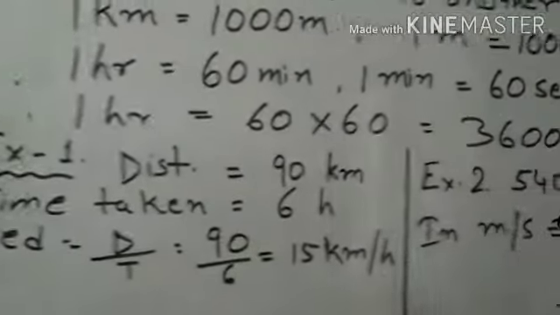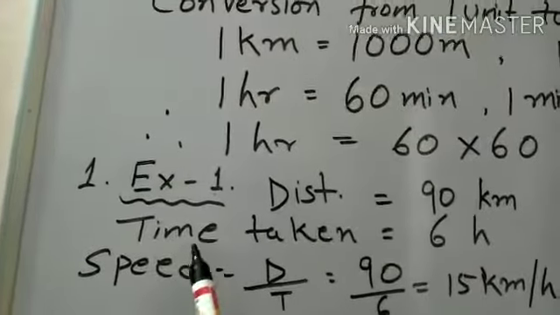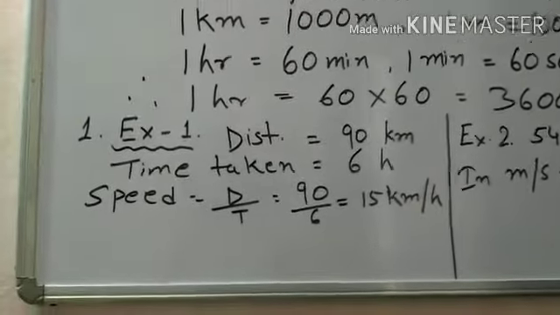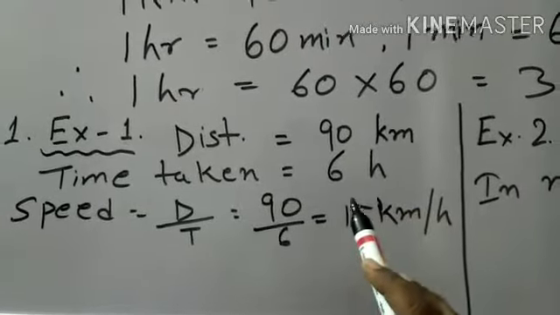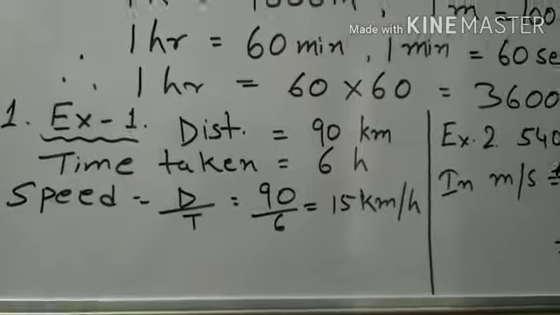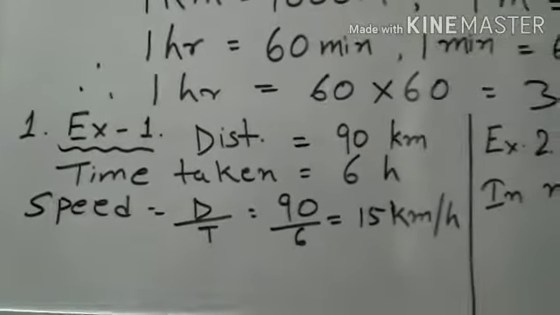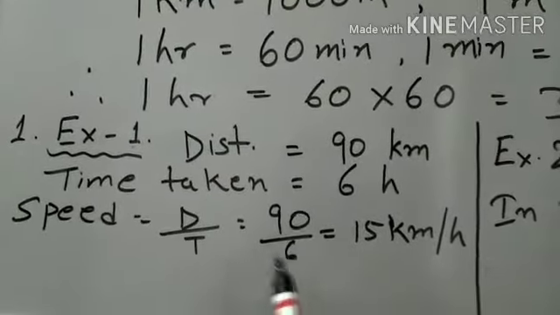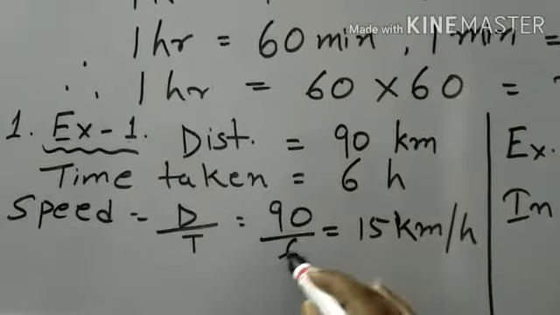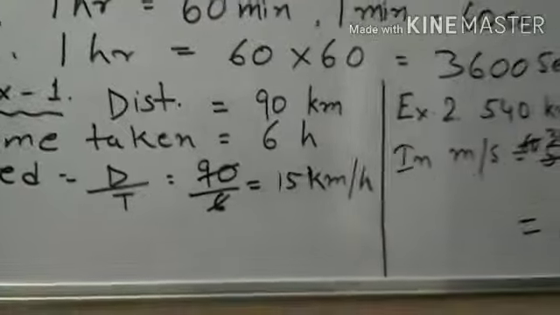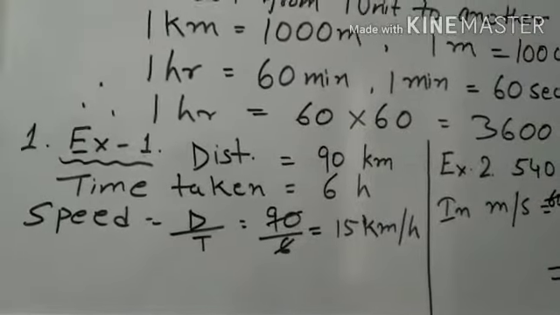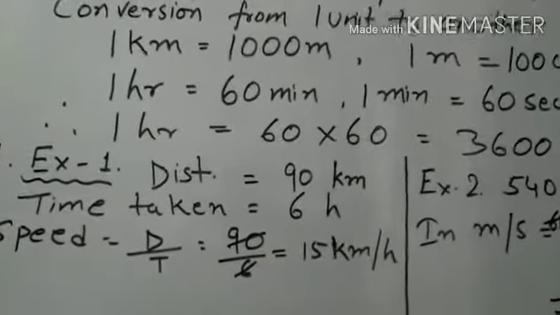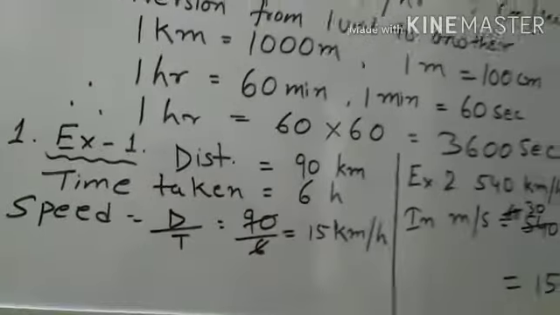Two examples are given in your book. The first example is to find out the speed when the distance covered is 90 kilometer and time taken is 6 hours. So speed is distance by time. Put the values in this formula, and that is 90 by 6. Cut it. It will be 15 kilometer per hour. So by this we can find out the speed. You have to put the values in the formula and then find it.